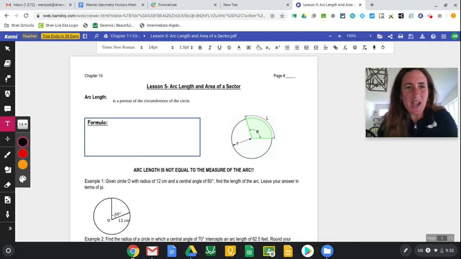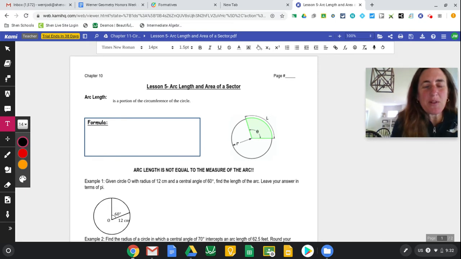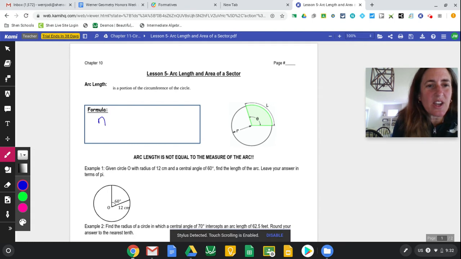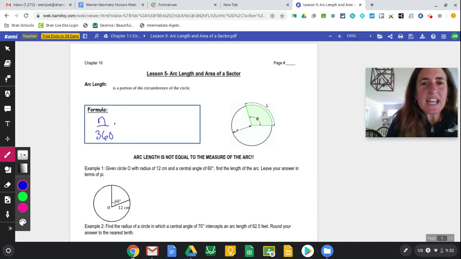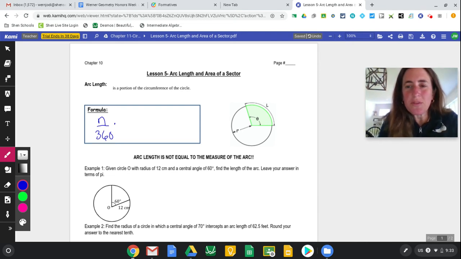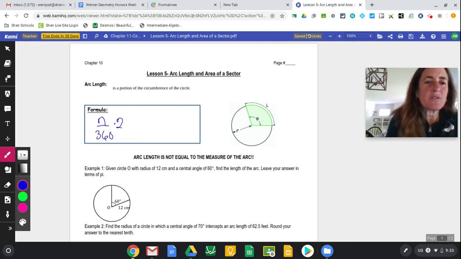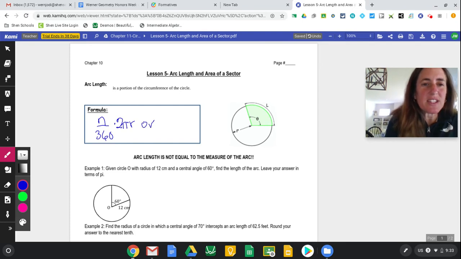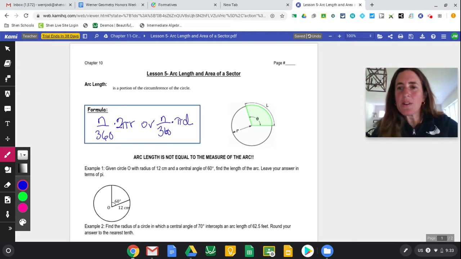Okay, so here's what we've got. It has a formula. Everybody loves a good formula. The formula looks like this: n divided by 360, and I'll tell you in a second what n is. And since we're doing the length of something, you have to think about the circumference of the circle. The circumference formula is 2 pi r, or another way to write the circumference formula is pi d. So either of those two formulas work.